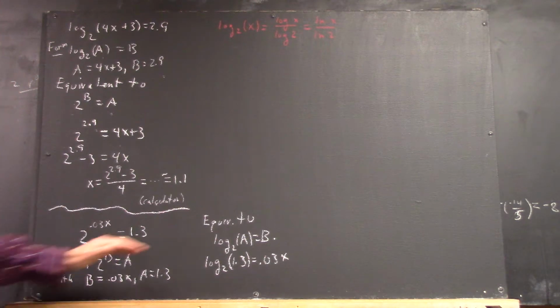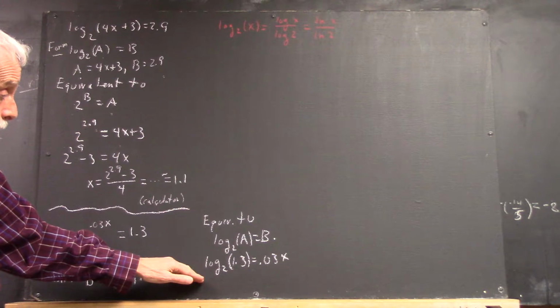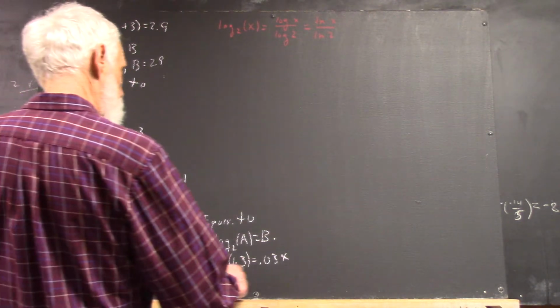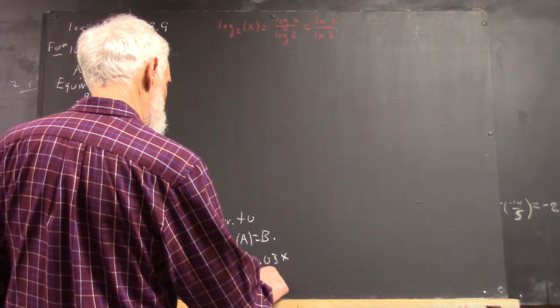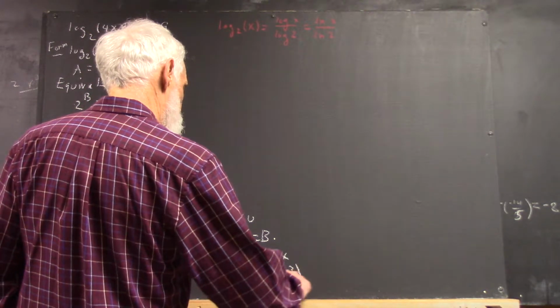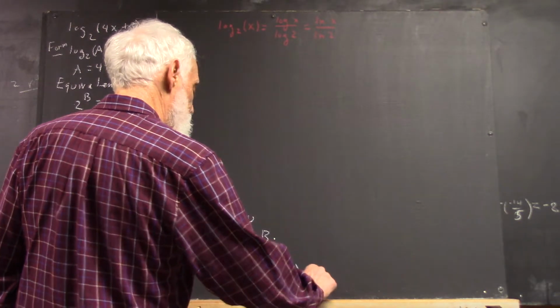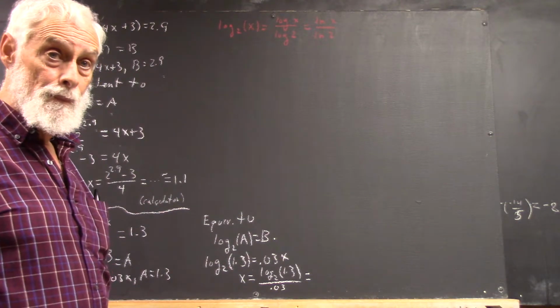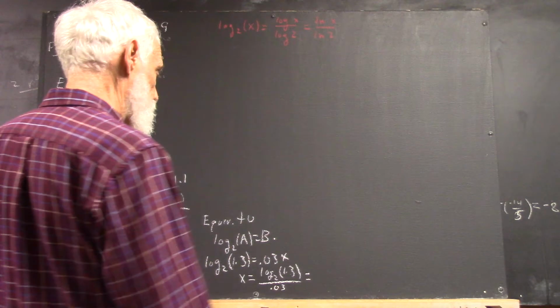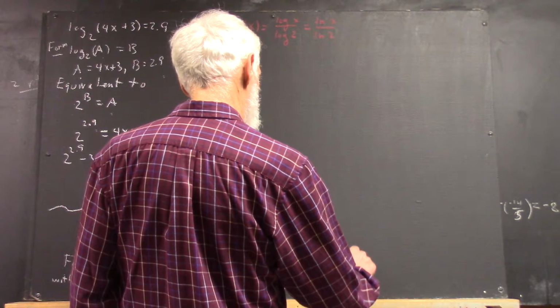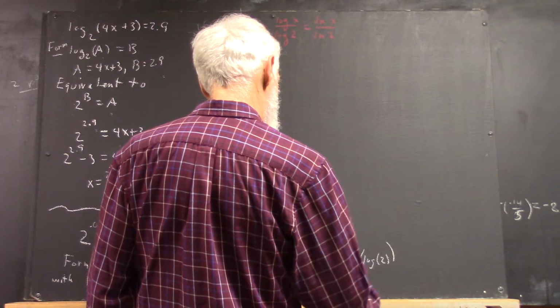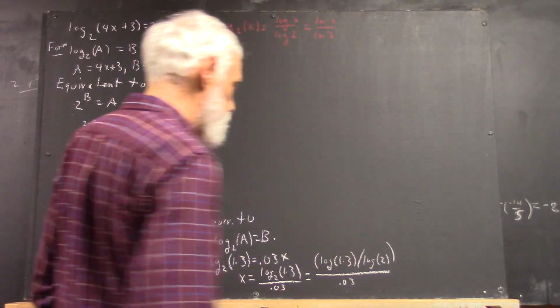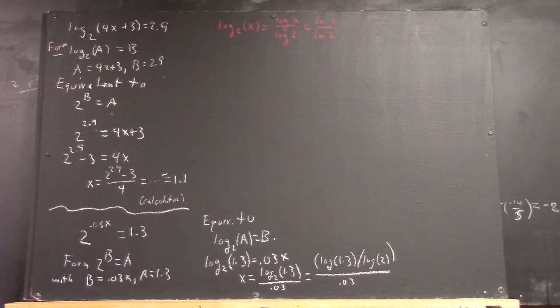Again, following the exact set of steps with the words, we can divide by 0.03, and we clearly understand then that x is log base 2 of 1.3 divided by 0.03. And what's that equal? Well, log base 2 of 1.3 is log of 1.3 over log of 2, right? Then evaluate that on your calculator.